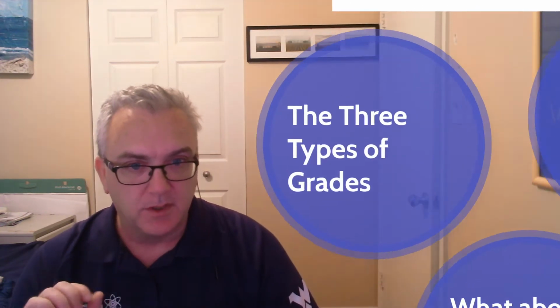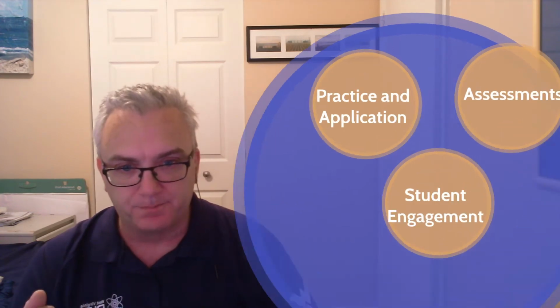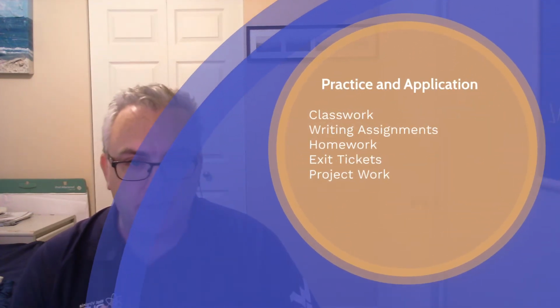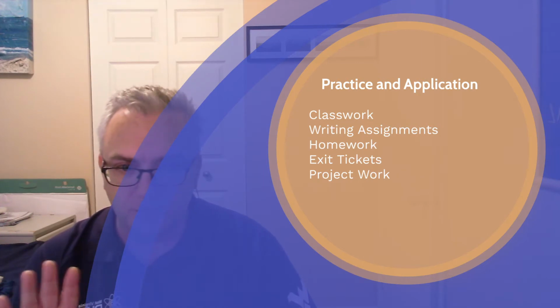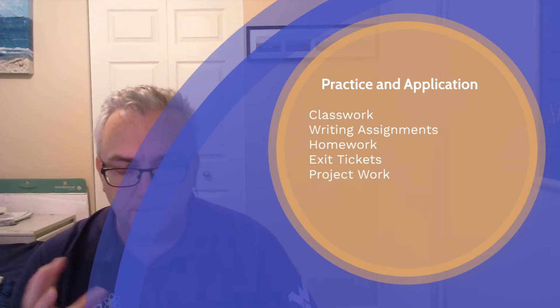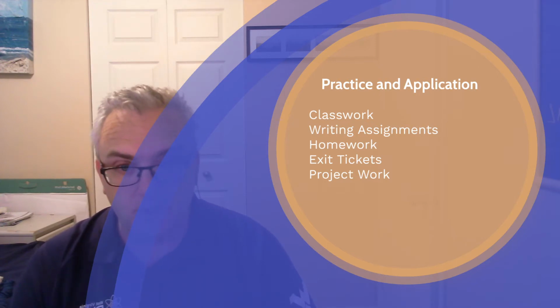So let's start with the three types of grades. There are three general categories you're going to be graded on: practice and application, assessment, and student engagement. Practice and application is classwork, writing assignments, homework, exit tickets. You guys are sophomores, you understand what this stuff means. This is you doing the stuff of engineering, right? If I ask you to work on a project, that's a practice and application grade. If I give you a specific homework assignment, that's a practice and application grade. That's going to go into the grade book under that umbrella.